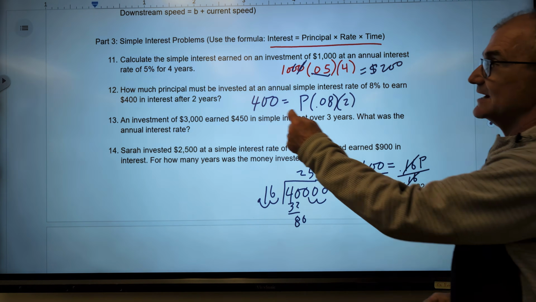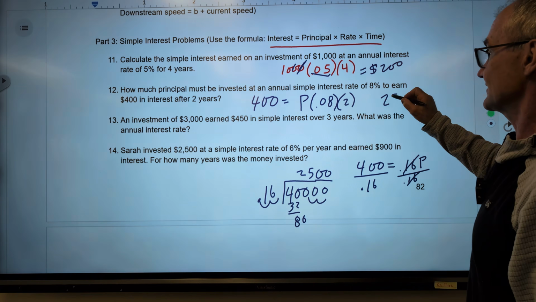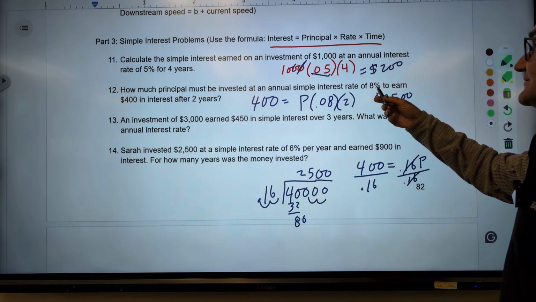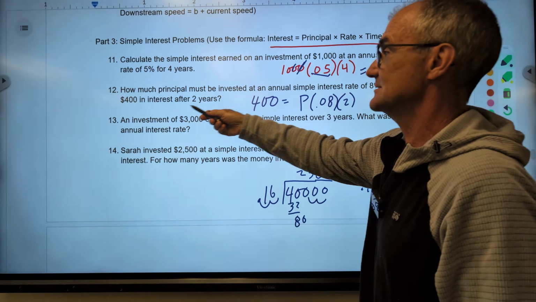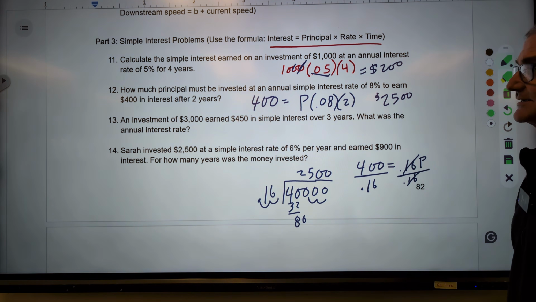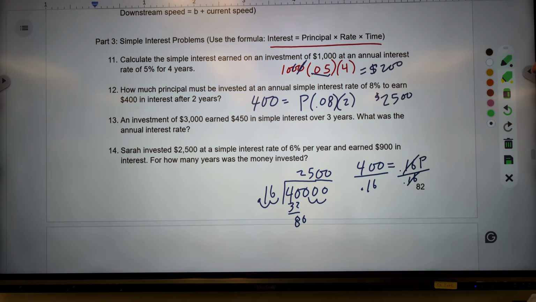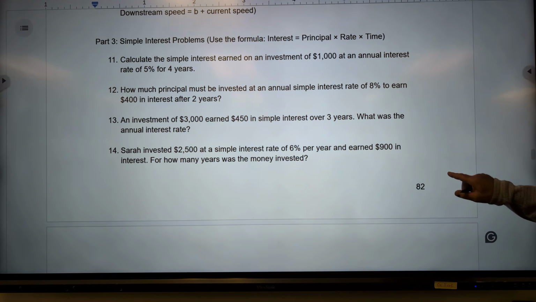So the question is, how much principal must you have? I have to have $2,500 at an interest rate of 8% for 2 years to make $400. And that seems about right. Okay, a couple more problems here. This one's a little trickier. I guess I'll do one more and then we'll call it quits there.